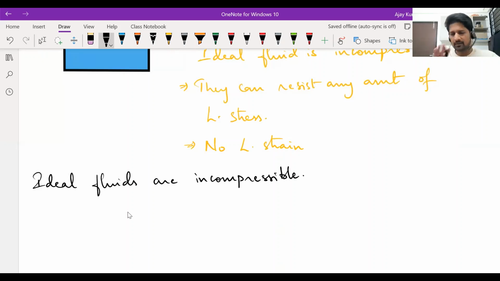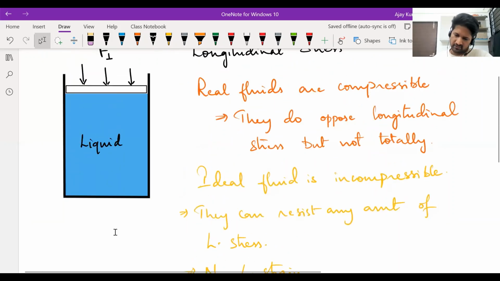See, liquids, we'll assume they are absolutely incompressible. In engineering, you will learn how to include the compressibility factor of liquids. For now, you don't have to bother about it. Fine.